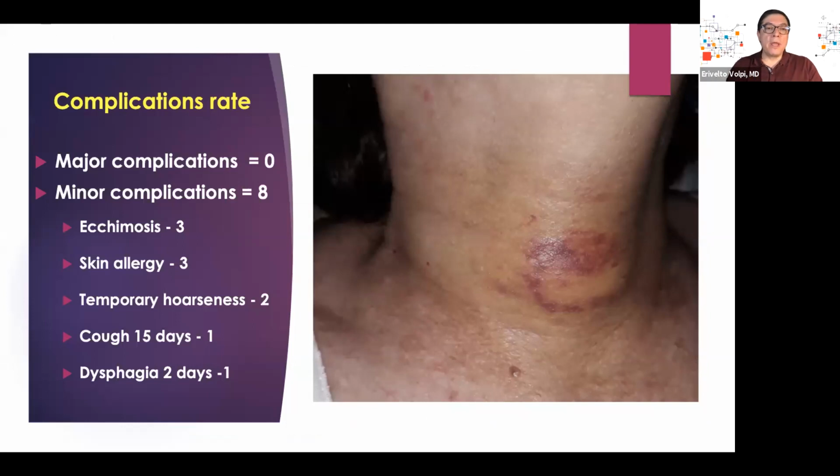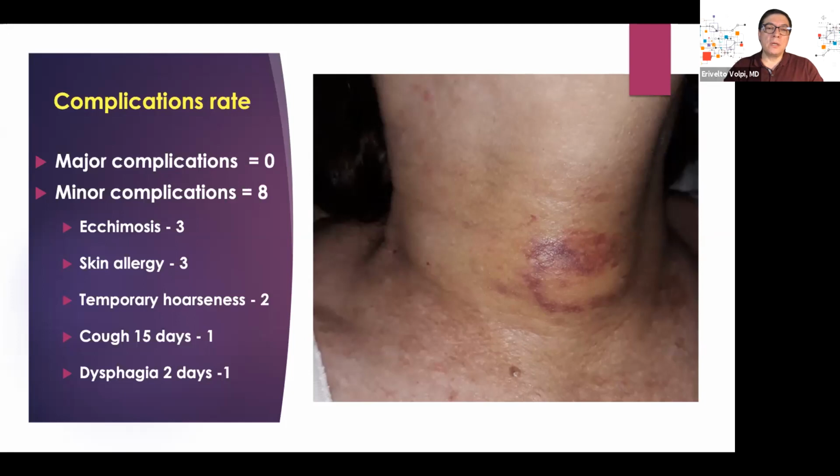Our complication rate was, we don't have very major complications so far. We have 8 patients with minor complications. Ecchymosis in 3 patients, it's a very common complication for us. Skin allergy also in 3 patients. Temporary hoarseness in 2 patients, cough for 15 days in 1 patient, and dysphagia for 2 days in 1 patient. Most of those complications are very well tolerated by the patients, not requiring a special treatment.